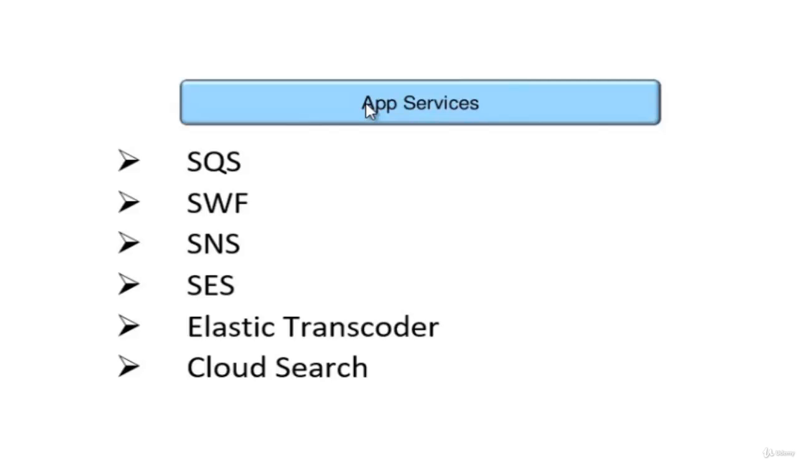Amazon Cloud Search is a managed service in the AWS cloud that makes it simple and cost-effective to set up, manage, and scale a search solution for your website or applications. This will be used in scenarios where you are setting up your website or any application and you want to optimize your search features on your website or application.